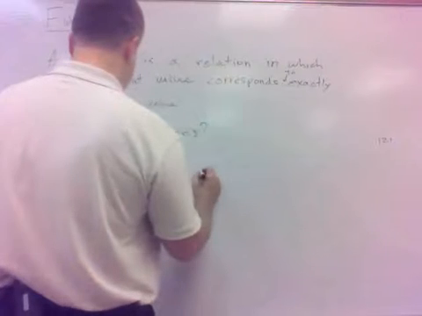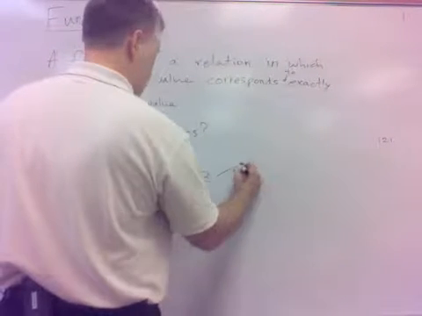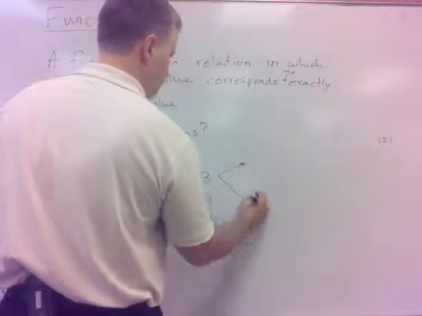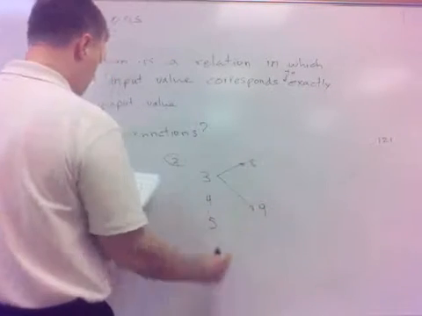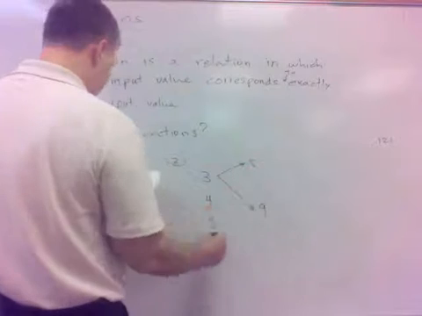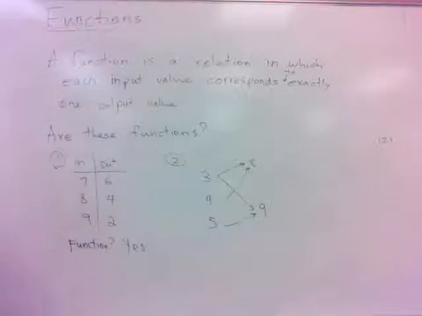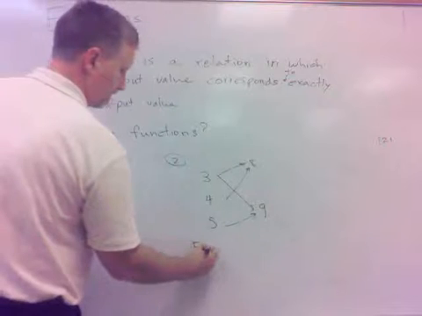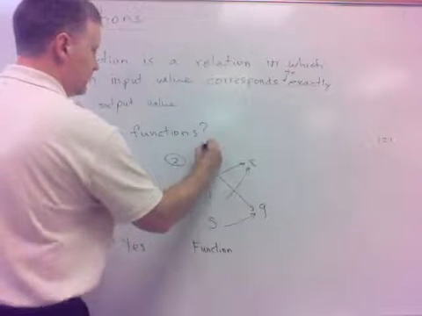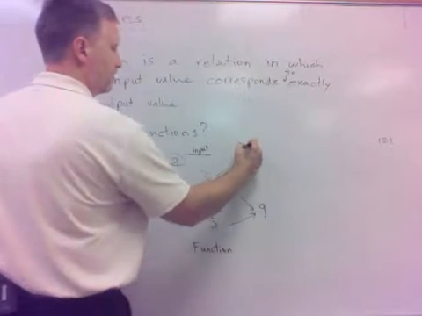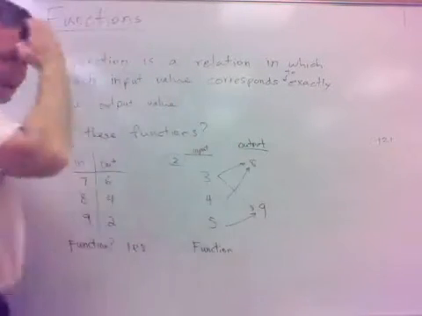Let's do a mapping here. The inputs are 3, 4, and 5. The outputs are 8 and 9. 3 goes to both 8 and 9. 4 goes to 8. 5 goes to 9. Again, inputs on the left, outputs on the right.